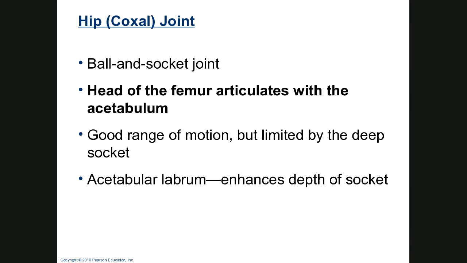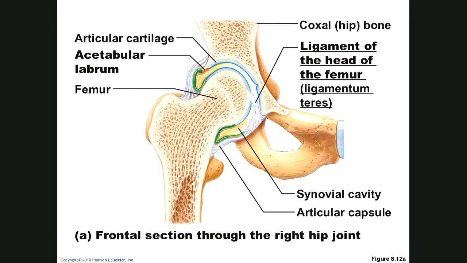The coxal joint or hip joint is a ball and socket joint. The head of the femur articulates with the acetabulum. And this is a good range of motion, but it's limited by the deep socket. And the acetabular labrum enhances the depth of that socket. So here we have acetabular labrum. It's coming out a little further than you might expect.